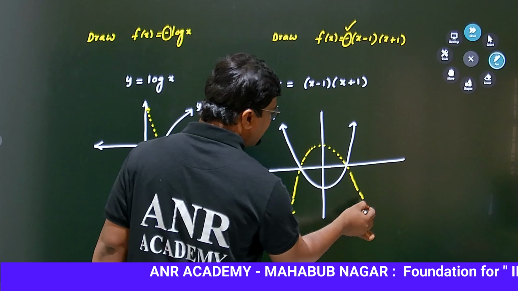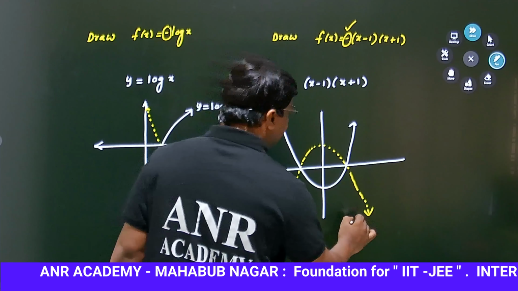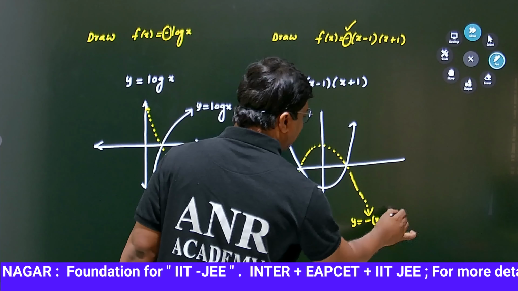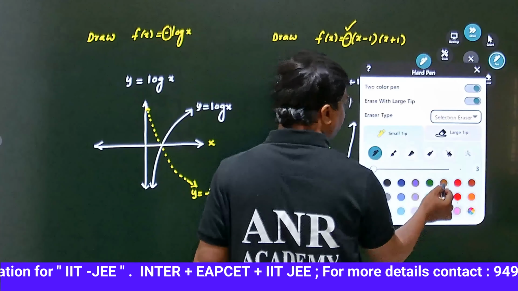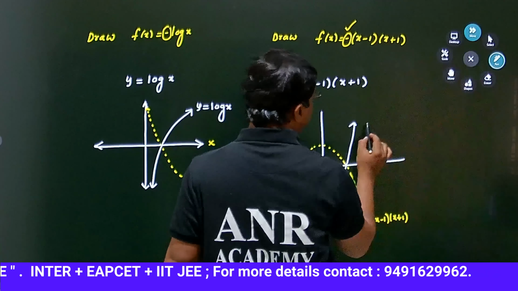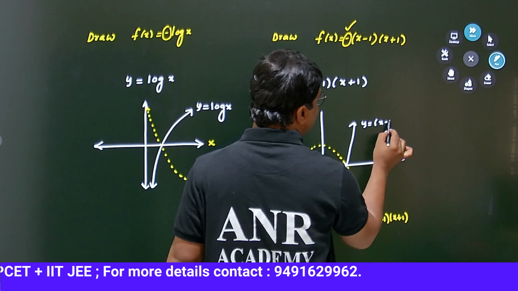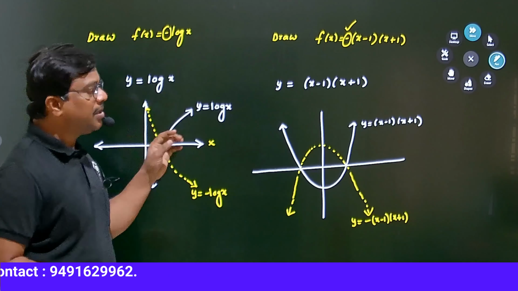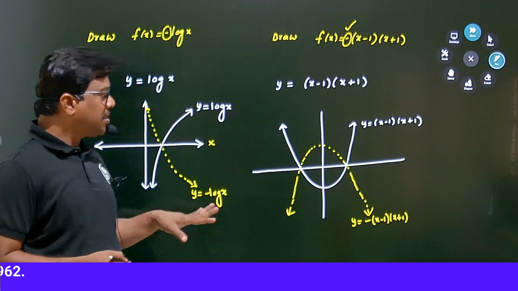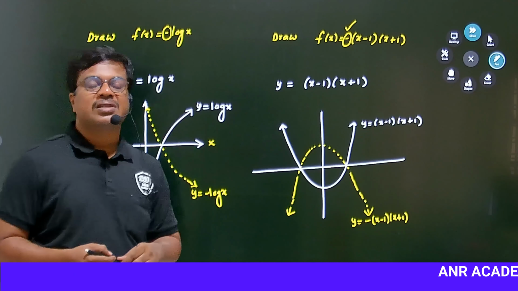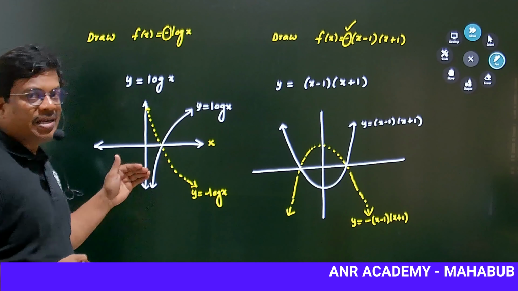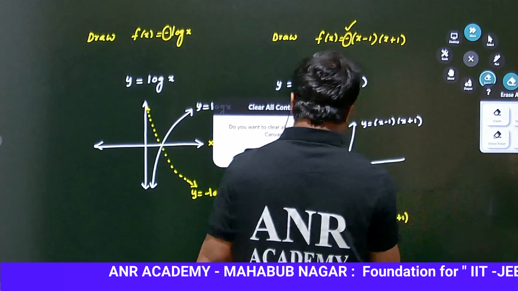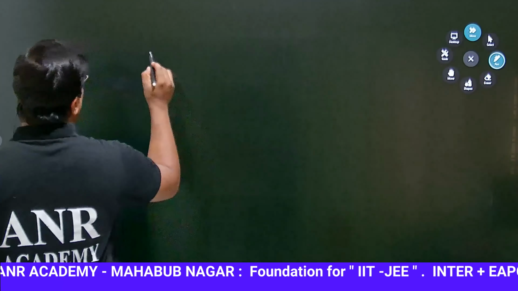So a reverse U shape we get. This is y equal to minus of x minus 1 into x plus 1, and the first one, white colored, is y equal to just x minus 1 into x plus 1. So remember, in the transformation f of x to minus f of x, just simply draw the graph symmetric about the x-axis. Let us move to the next transformation. Second transformation.